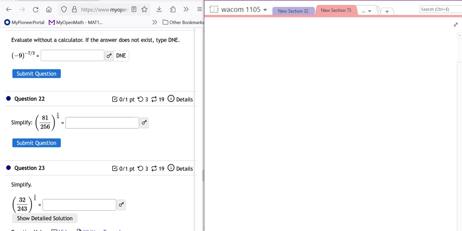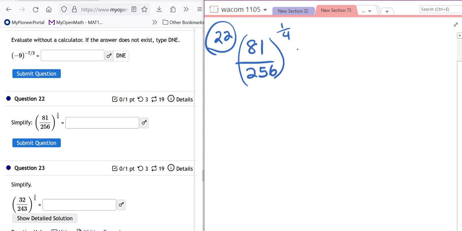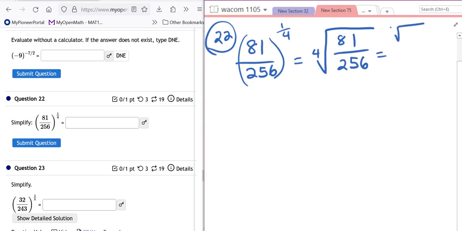Right, this one. So, 22. We have 81/256. The whole thing is going to the 1/4. You could apply it to each one here and make your radicals, or we could just do a radical with the whole thing. Fourth root of 81 over 256, that's probably the easiest way to go. And then you'll make separate radicals. So fourth root of 81 over fourth root of 256.